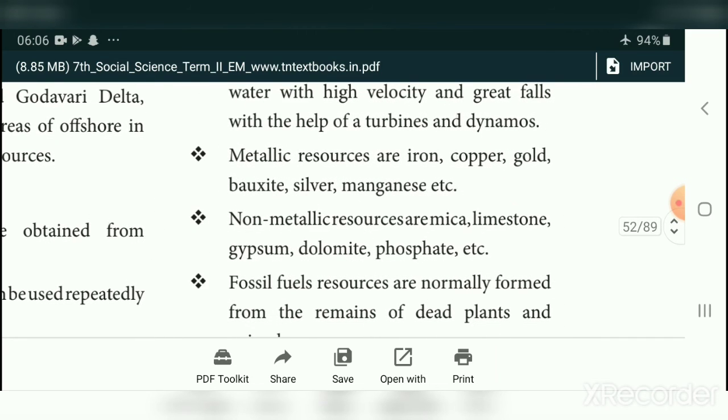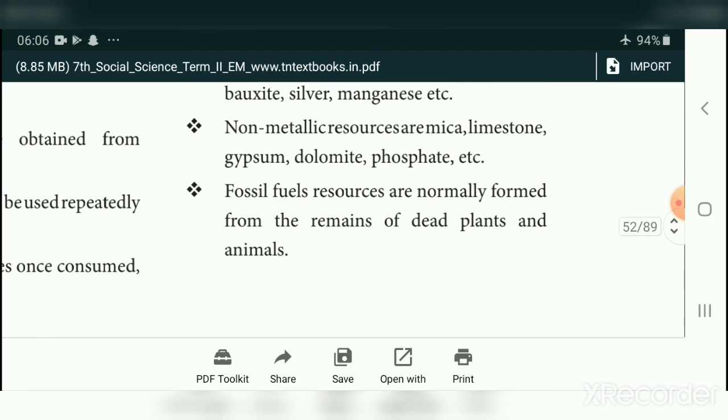Metallic resources are iron, copper, gold, bauxite, silver, manganese, and these are good conductors of heat and electricity. And these metallic resources are hard substances. Non-metallic resources are not hard substances and they are not good conductors of heat and electricity. Examples of non-metallic: mica, limestone, gypsum, dolomite, phosphate, etc. Fossil fuel resources are normally formed from the remains of dead plants and animals. Examples of fossil fuels: coal, petroleum and natural gas.